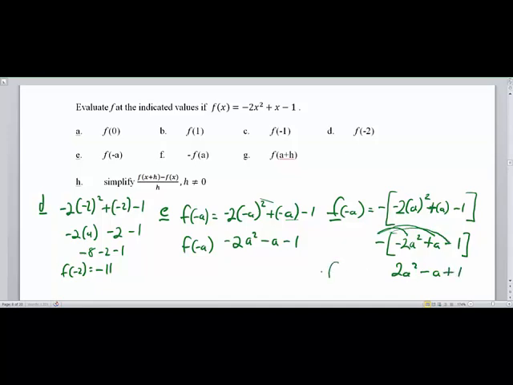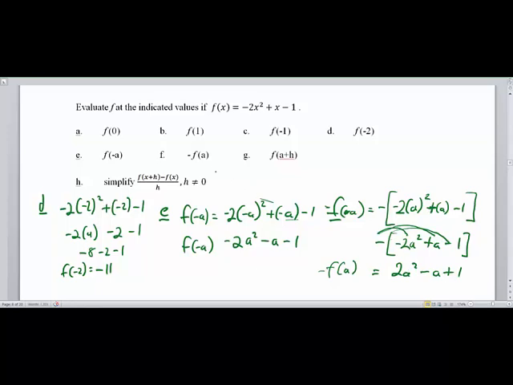So my negative f of a, shoot, I got all the way down here, and I made a mistake here. This is negative f of a. I know that's probably been bothering some of you since you saw me do that. But there it is. Negative f of a is equal to positive 2a squared minus a plus 1.